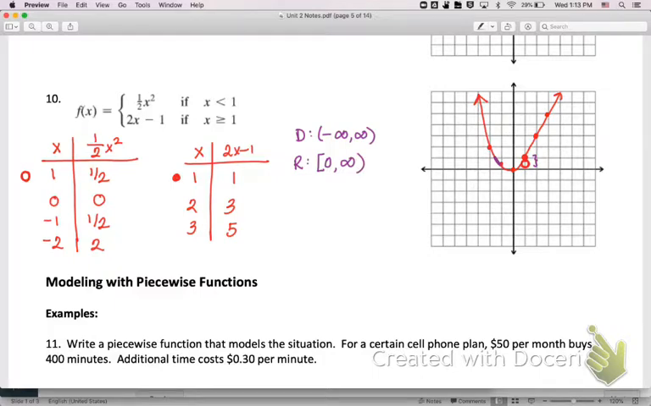And so your practice right now is to practice with reading and interpreting piecewise functions and graphing piecewise functions. That's your focus for today, and I will see you later.